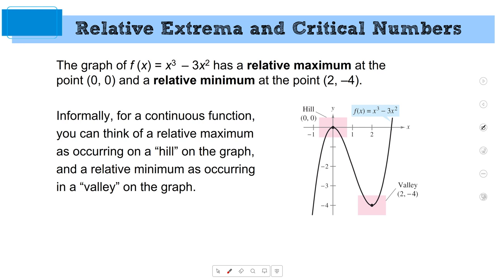There we go. Relative. We did this already. Hills and valleys, turning points, max and mins, they're all the same thing. In that little window, where is the highest point? In that little window, where's the lowest point?